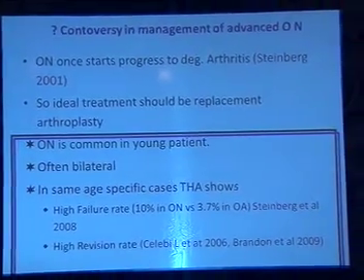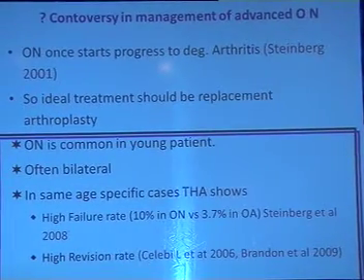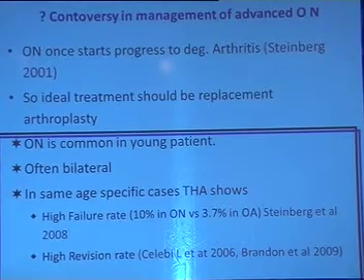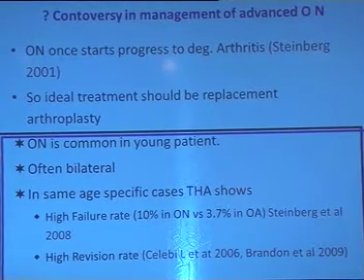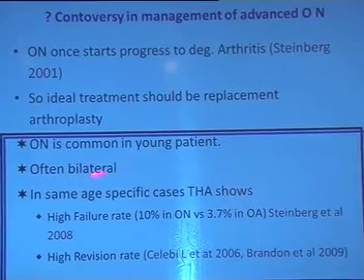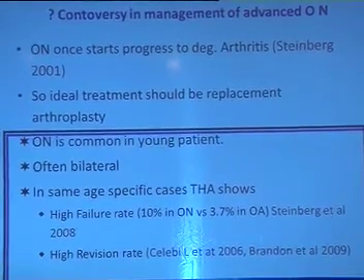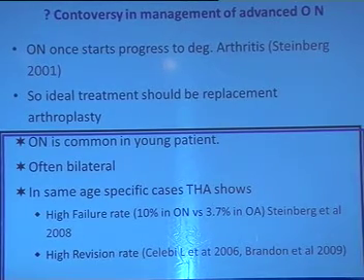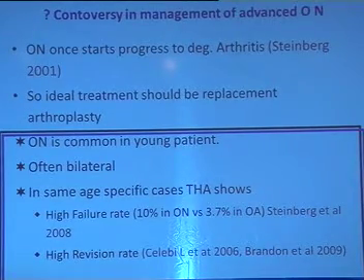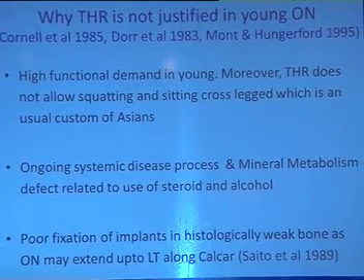The rationale is once osteonecrosis starts, it progresses to degenerative arthritis. So the ideal treatment should be replacement arthroplasty, but the scenario is different because osteonecrosis is common in the young, often bilateral, and in age-specific cases, total hip replacement causes a high failure rate and a high revision rate. Why is THR not acceptable?